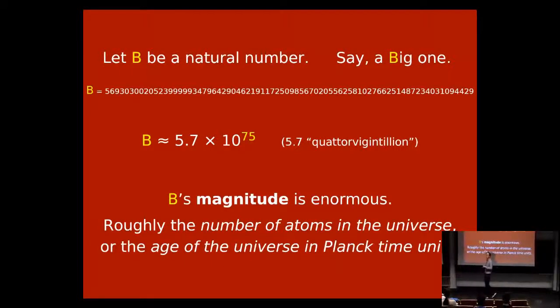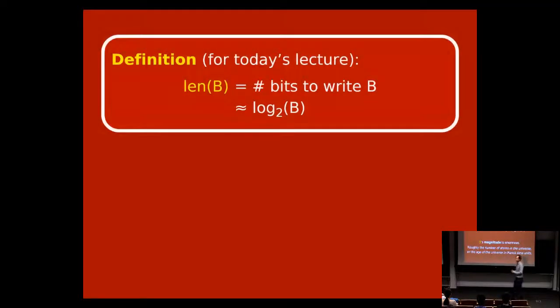Planck time is like the least amount of time. Apparently, time is actually discrete. So it's a very big number. The actual magnitude of this is bigger than any physical thing you can imagine.